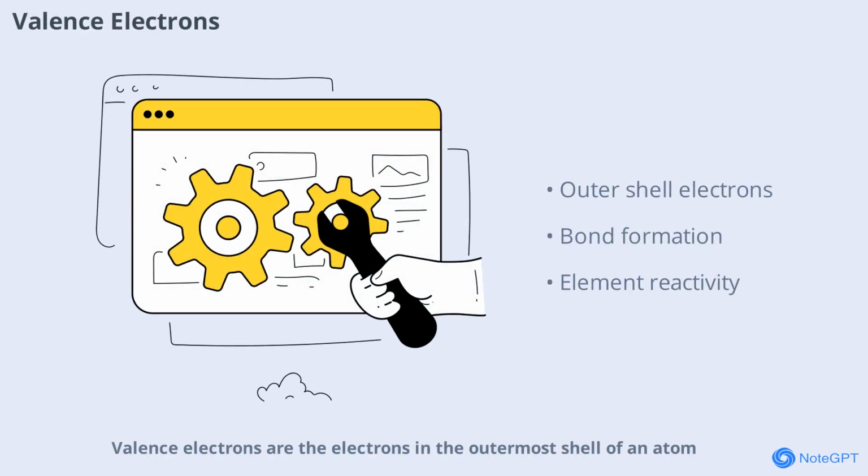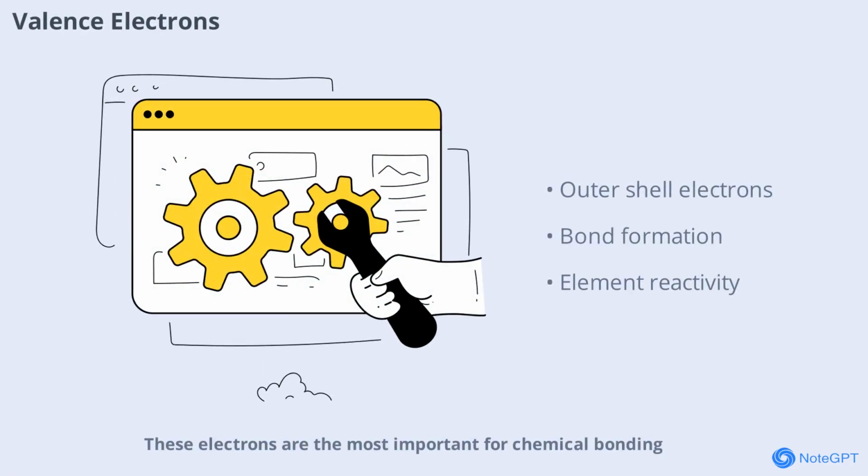Valence electrons are the electrons in the outermost shell of an atom. These electrons are the most important for chemical bonding, as they are the ones involved in forming bonds with other atoms. The number of valence electrons determines an element's reactivity and the types of bonds it can form.